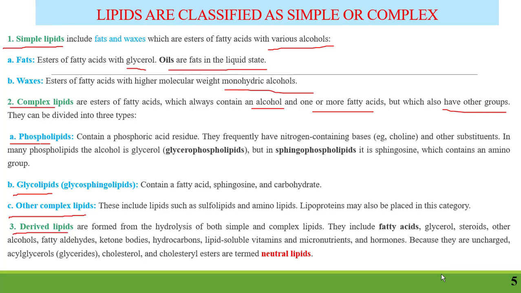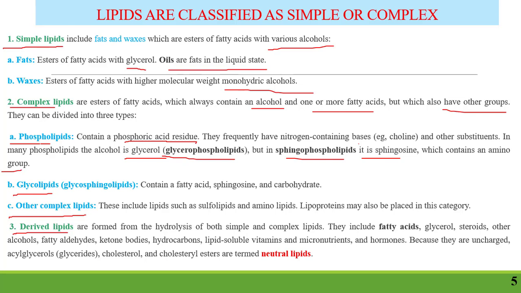Phospholipids contain a phosphoric acid residue. They frequently have nitrogen-containing bases, for example choline or serine or ethanolamine, and other substituents. In many phospholipids, the alcohol is glycerol, which are glycerophospholipids. But in sphingophospholipid, the alcohol is sphingosine, which contains an amino group.